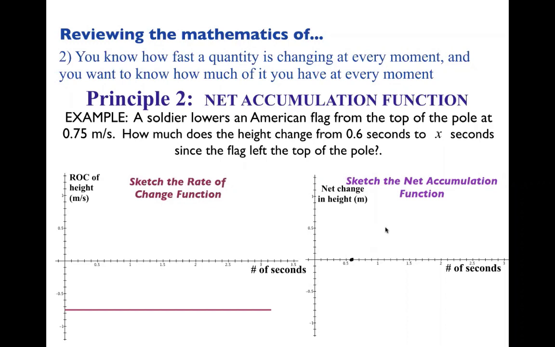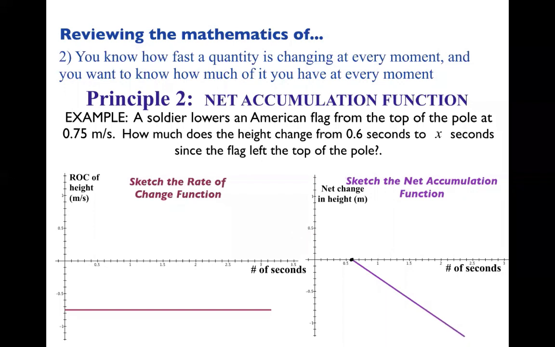And then what is this graph going to look like? Is it going to be curved? Is it going to be straight? Is it going to go up? Is it going to go down? What happens as time goes by? What are our net accumulations? After a second goes by from 0.6 seconds, it goes down, and it goes down at a constant rate. So this net accumulation function is going to look like this.